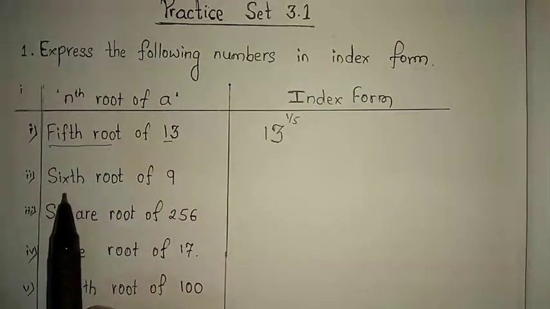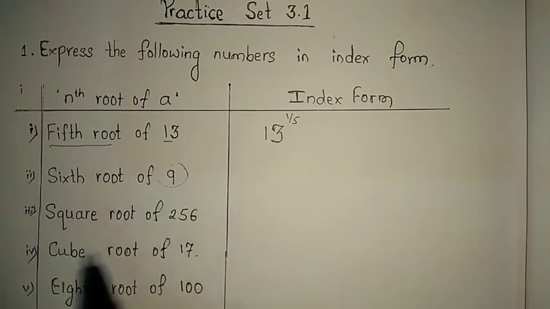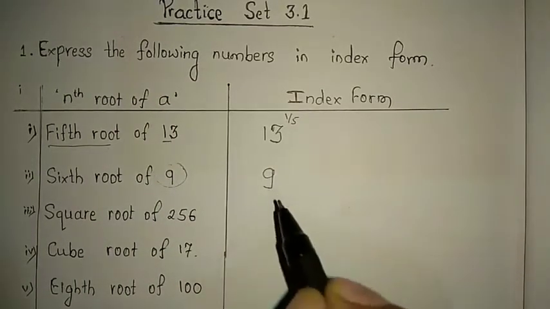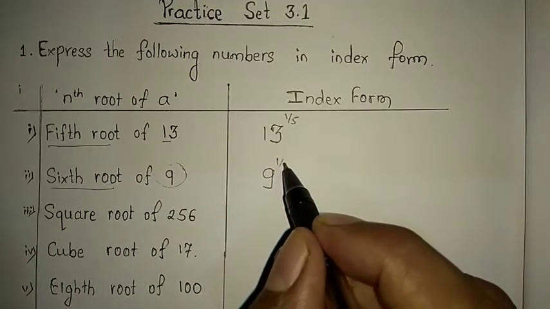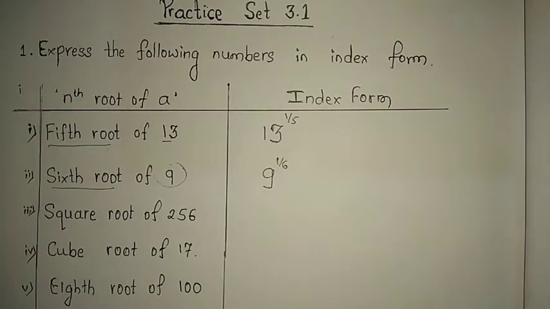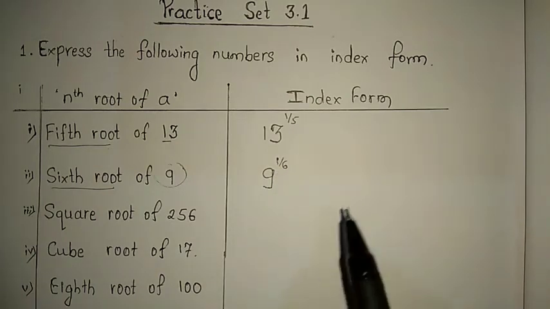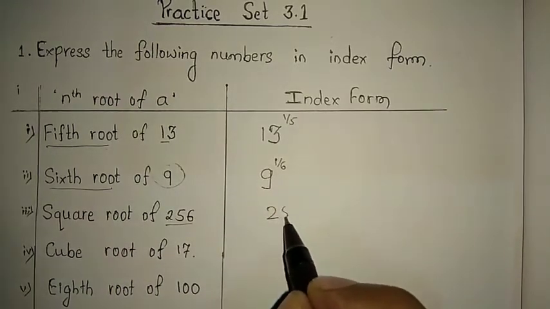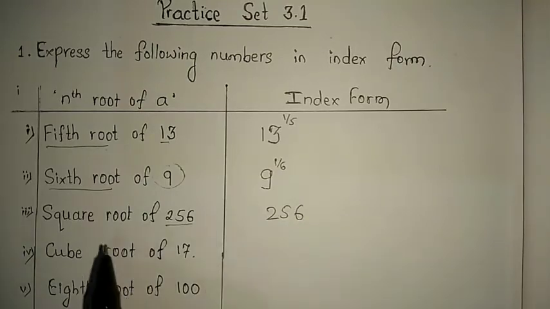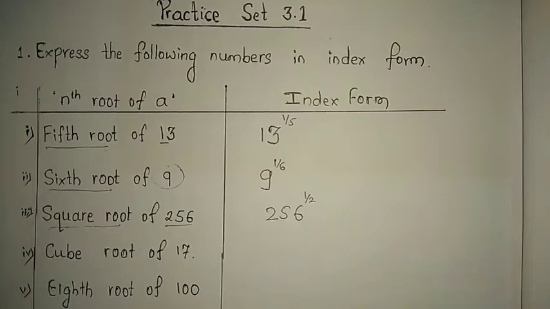Second question, 6th root of 9. First you write the base. What is the base? Our base is 9. Which root? 6th root. 6th root means you have to write 1 divided by 6 like this. Don't write the index in a very big font. Next one, square root of 256. So our base is 256, and square root means 1 divided by 2.